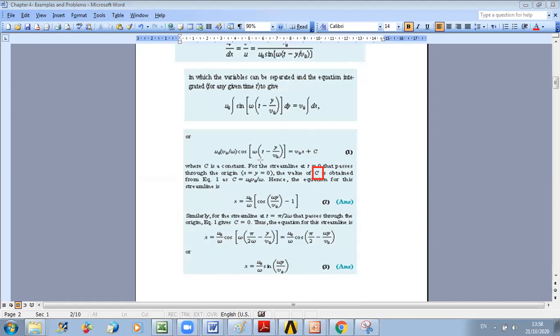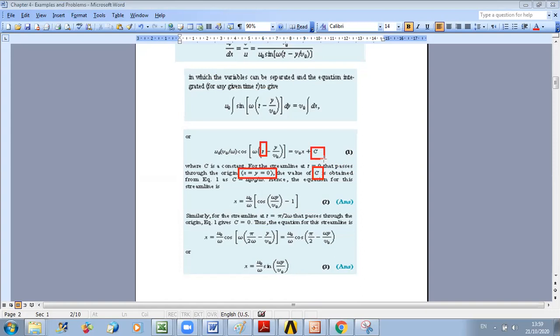First they told you you want the streamline at t equals 0, you replace t by 0. Now you still need to find what is c. To find c, you replace by the boundary condition, which is x equal y equal 0 at this time. Once you replace, you get the value of c, and then you get the equation of your streamline, which corresponds to the streamline that passed by the origin at t equals 0.